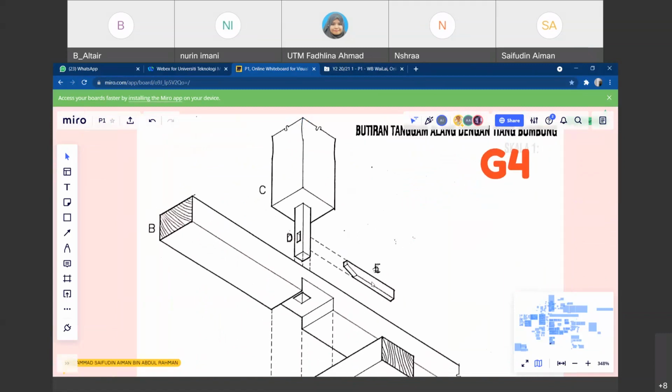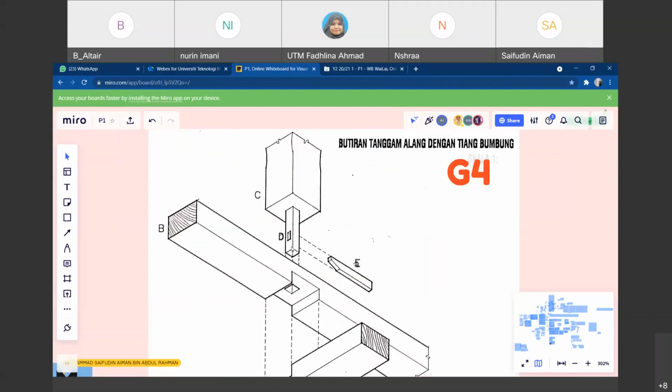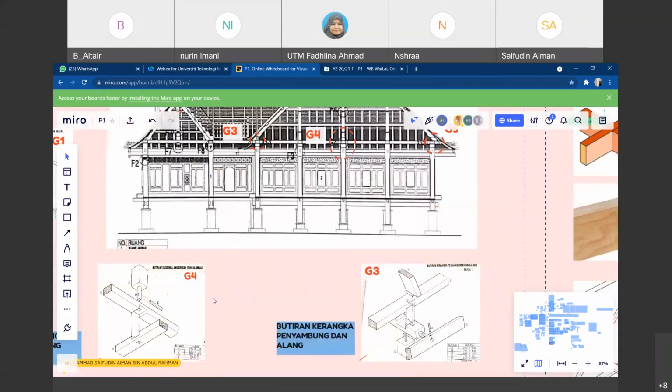But this one they added another type of tanggam, which is another tool, the bolt, to secure this post. This one will be inserted in here and there. So this one is the mortise and tenon type of tanggam.